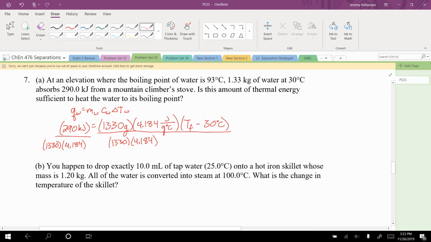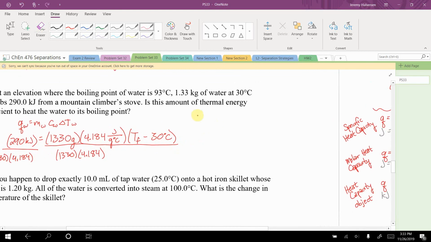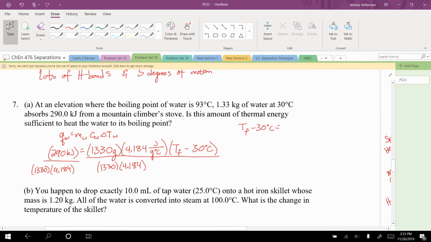So just jumping over here, I get that T final minus 30 degrees C equals, oh, I messed up. All right, where do I mess up? Currently as written, on the right side of the equation the grams cancel, the C cancels, and I get joules. The left side I've got kilojoules. So I need to resolve that, so I'm going to resolve that by changing this to not 290 kilojoules, but 290,000 joules.